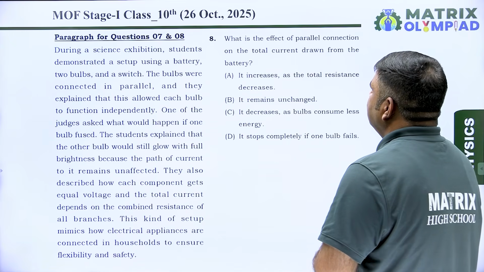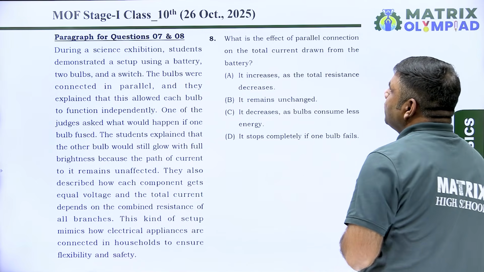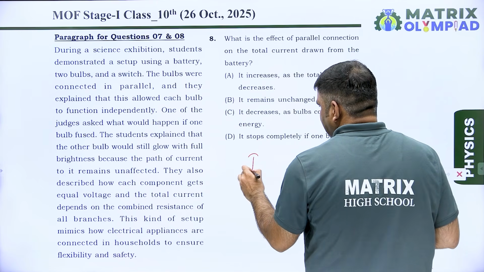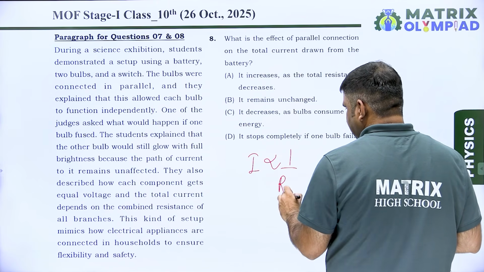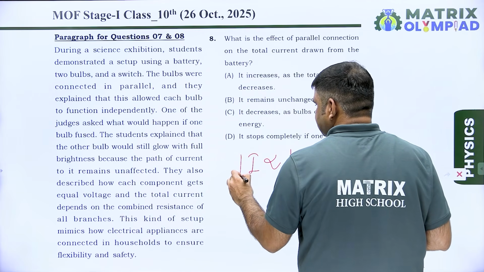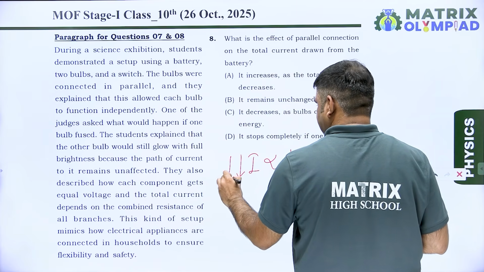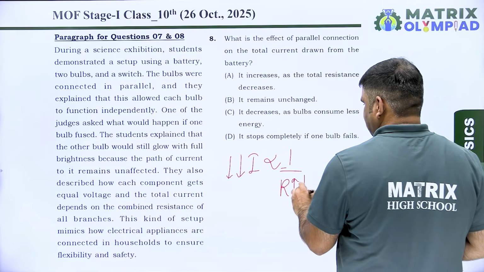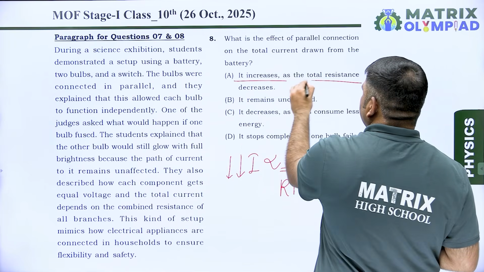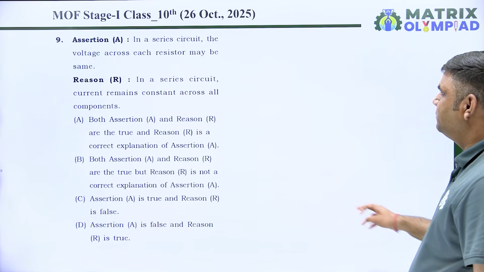In question number 8, what is the effect of parallel connection on total current drawn from the battery? We know that I is inversely proportional to R. If the resistance decreases, the current increases. So the correct answer will be option A, it increases as the total resistance decreases. Move to the next question, that is question number 9.